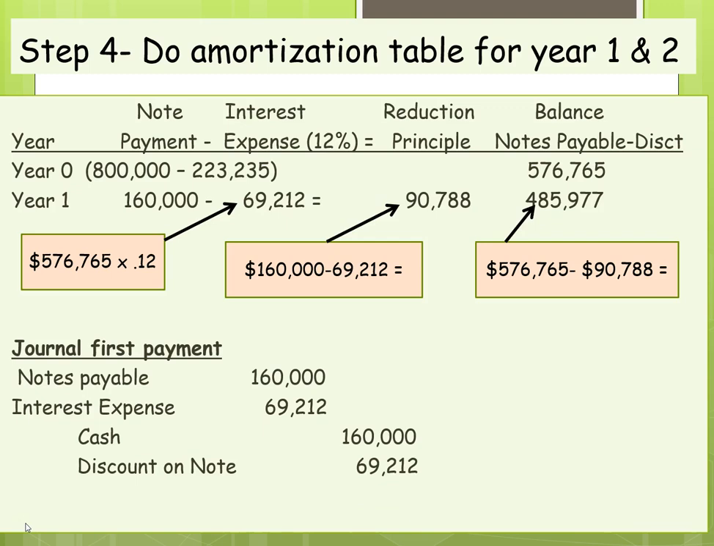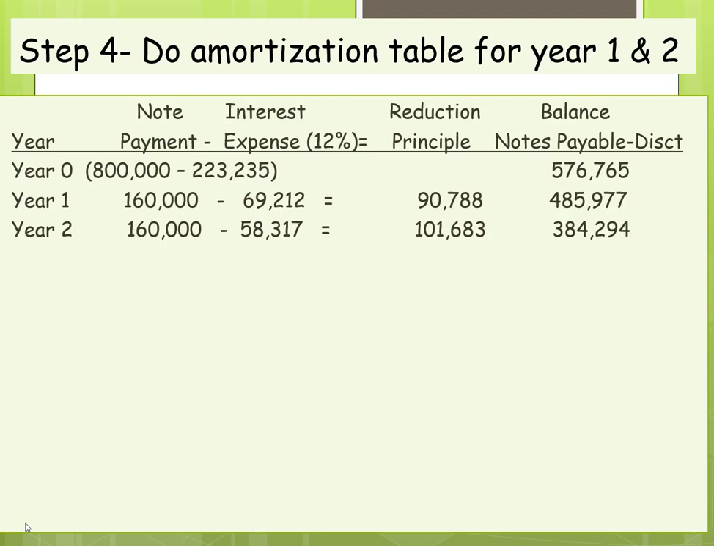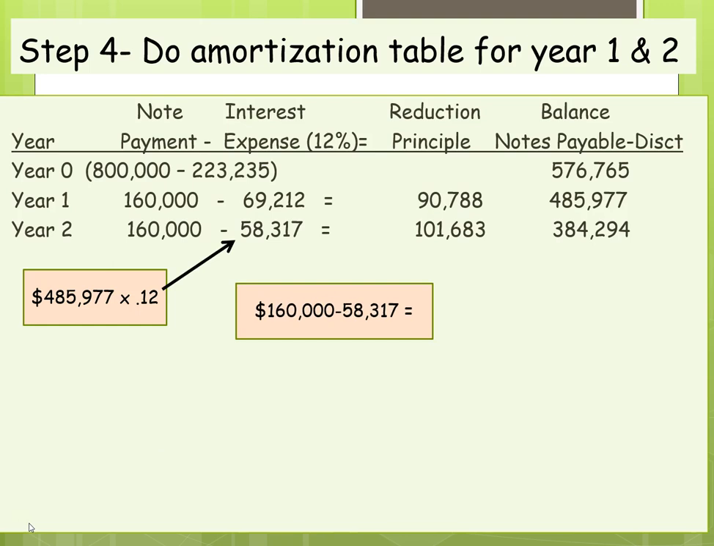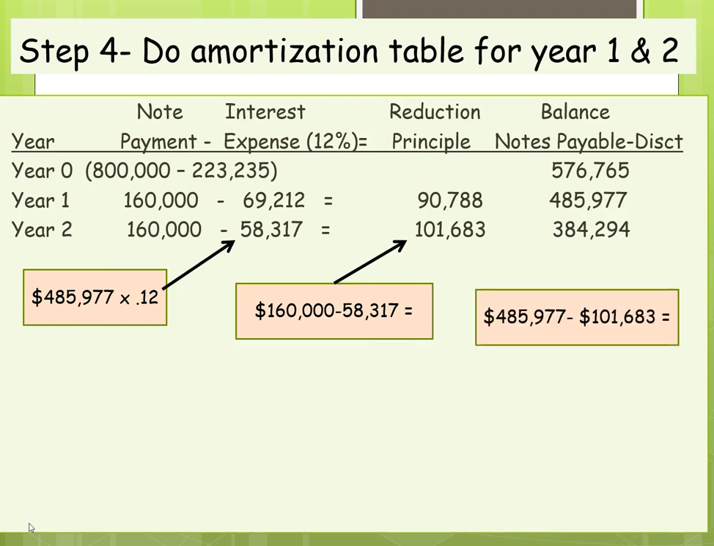Now let's look at the next year. For year 2, now we have a net book value of $485,977 times 12% gives us the portion that's interest expense. We then subtract that out. It gives us a reduction of the principal. And now we're going to end up with our new net book value, which is the notes payable minus the discount. Now we can do our journal.